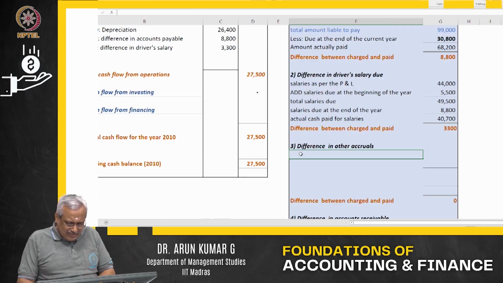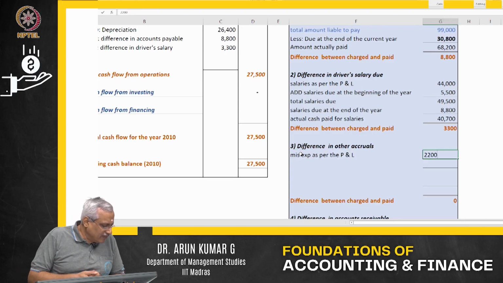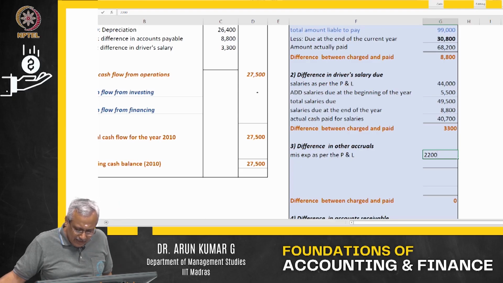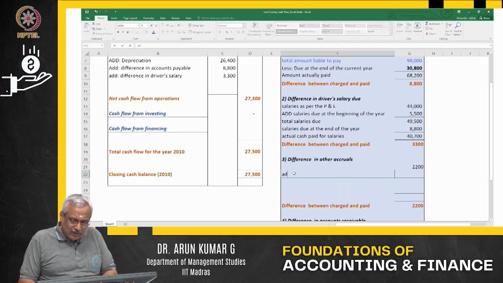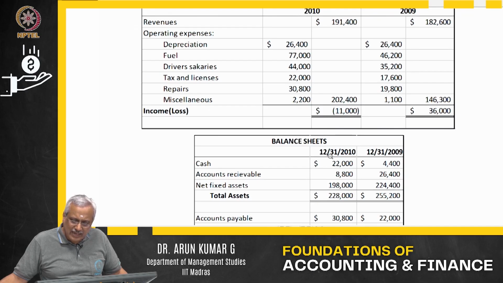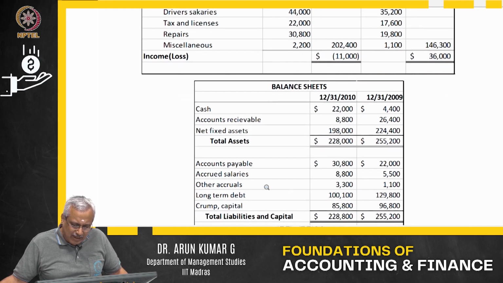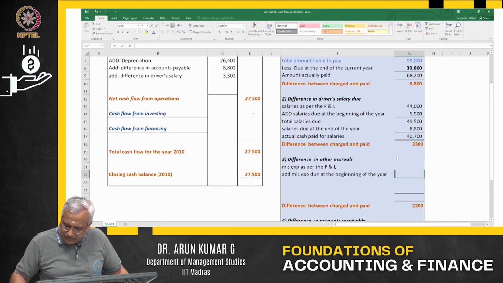What is the miscellaneous expenditure as per the P&L? 2200. That is what we see in the P&L. Add the miscellaneous expenditure that was due at the beginning of the year. If you see in the balance sheet, other accruals due at the beginning of the year is about 1100.